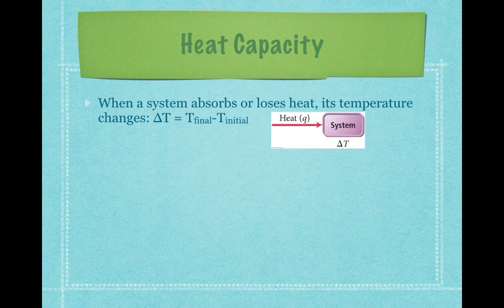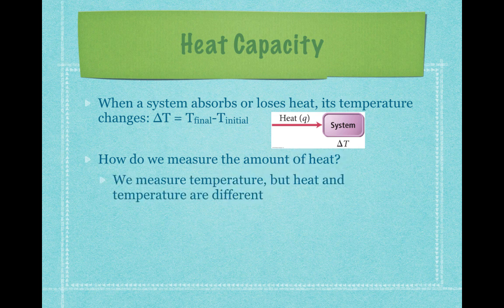Now, when a system absorbs or loses heat, its temperature is going to change. One of the things we need to worry about, though, is how much that temperature is going to change, and it really depends on the material. Now, how do we measure the amount of heat that goes in and out of a system? Well, we actually measure the temperature. The key, though, is that heat and temperature are very different things.